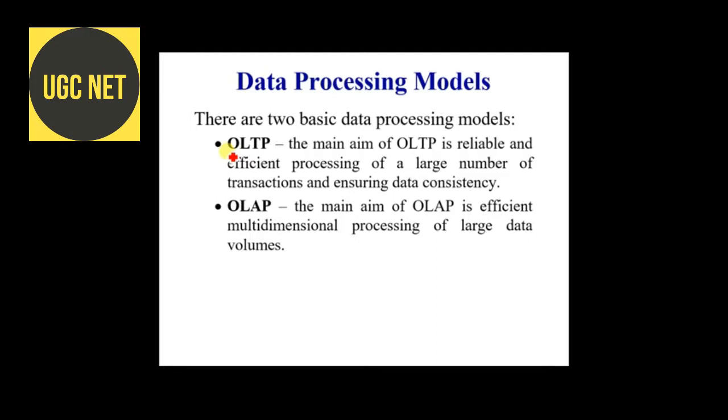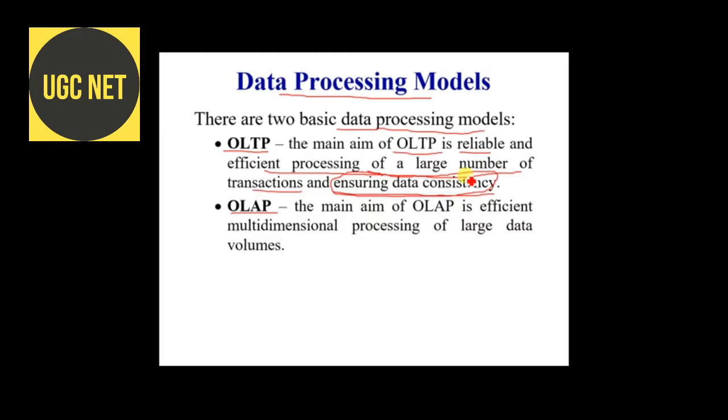Okay, so let's start. Data processing models. There are two basic data processing models under data mining. The first is OLTP, and the next one is OLAP. The main aim of OLTP is reliable and efficient processing of a large number of transactions and ensuring data consistency. Ensuring data consistency is a very important term here. So what is the aim of OLTP? Reliable and efficient processing of a large number of transactions.